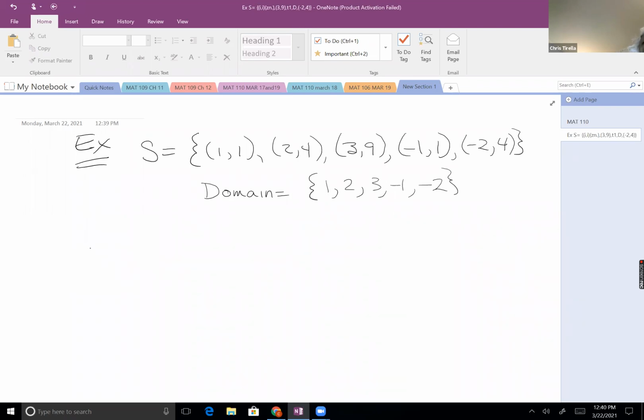And instead, if I looked at the range, it would be the set of the Y values. So those would be 1, 4, 9. 1's in there already, so we're not going to repeat it in our set. And 4's in there already, so we're not going to repeat it in our set. So our range are the numbers 1, 4, and 9.